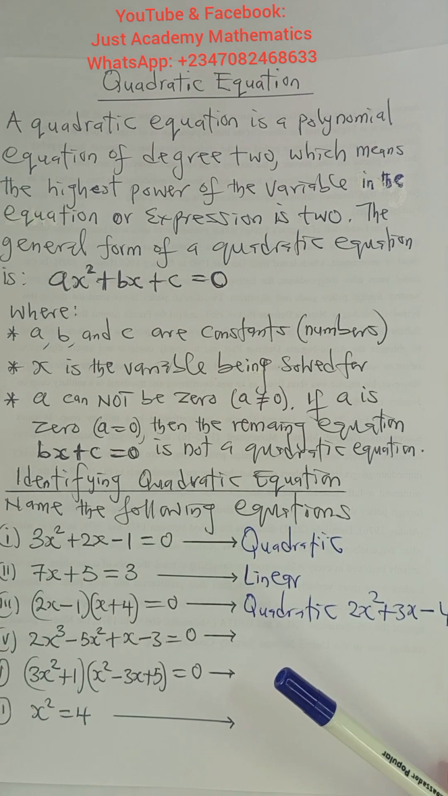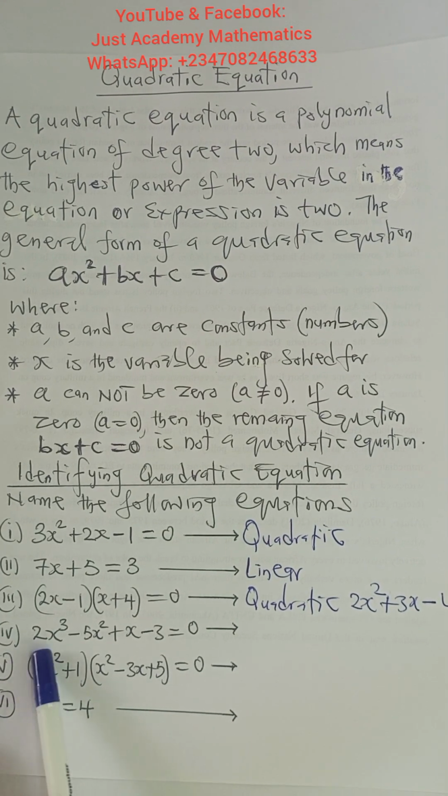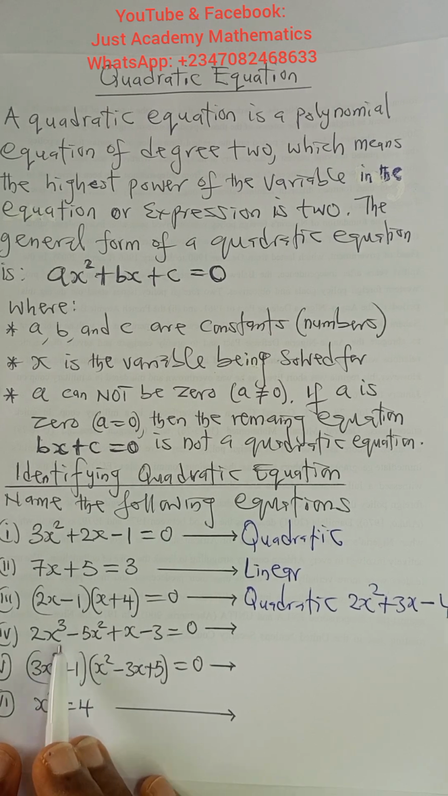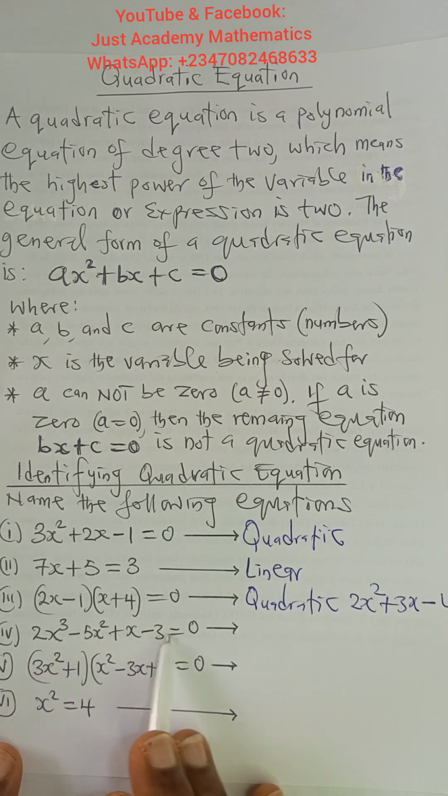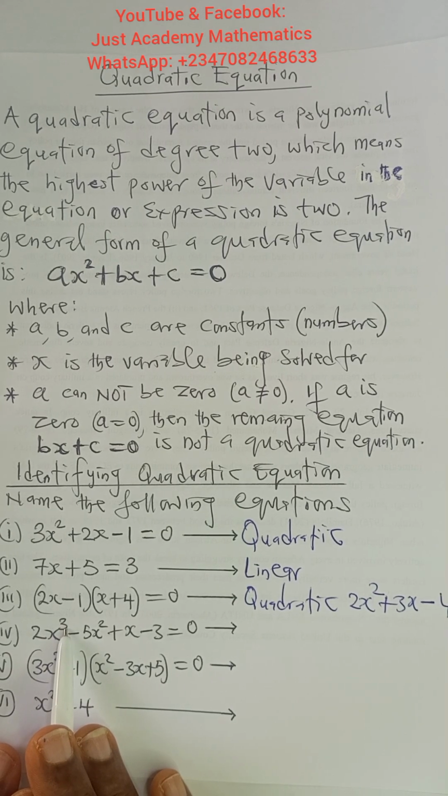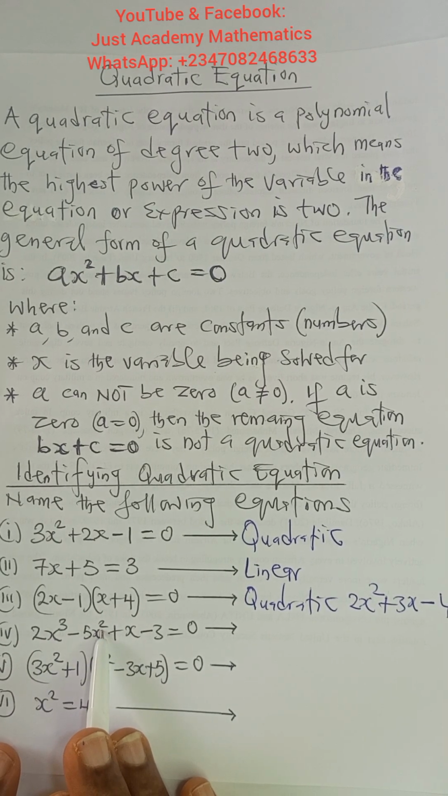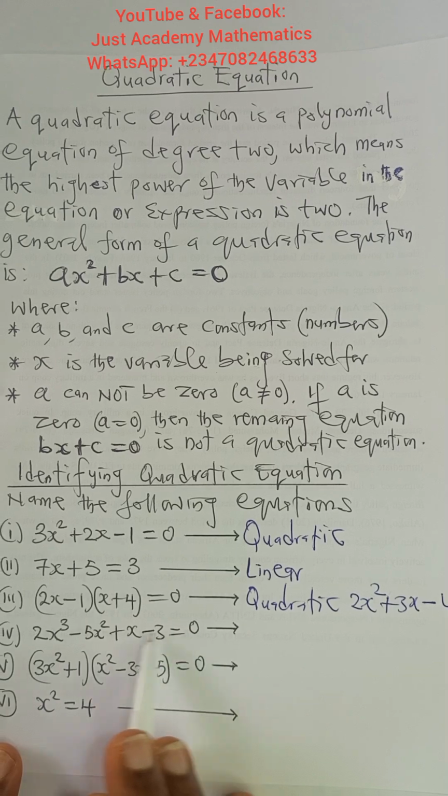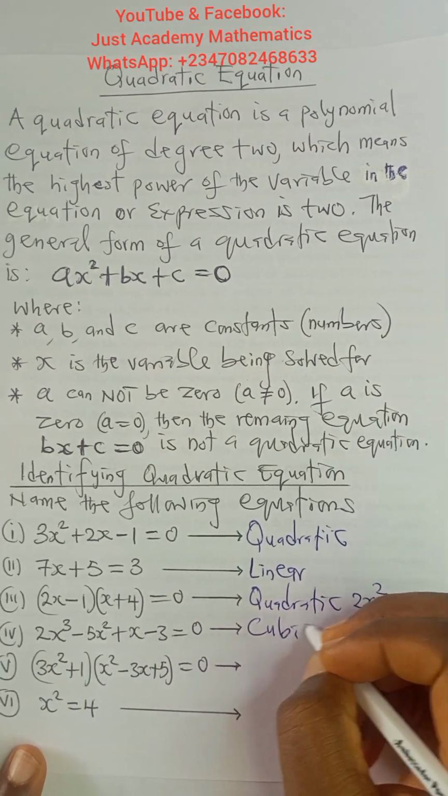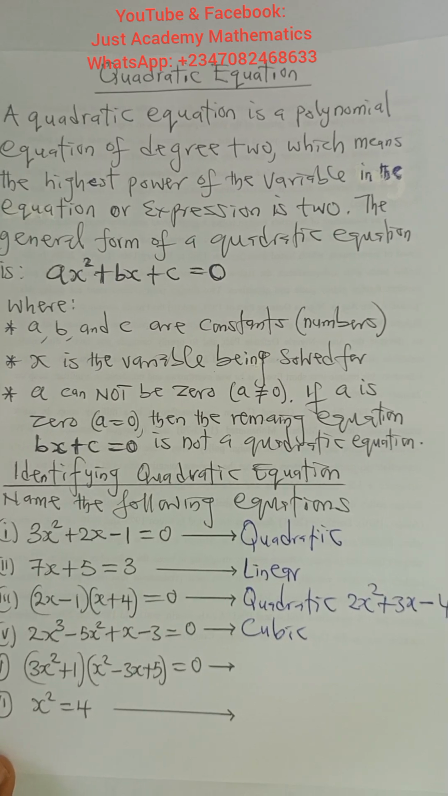Minus 4. Now look at this. Is this a quadratic equation? No. Why? Because this time around, the highest power of this variable being solved for x is raised to the power of 3, not 2. Even though there is 2 here, the highest in this one is 3. So when the highest is 3, it's a cubic function, it's a cubic equation.